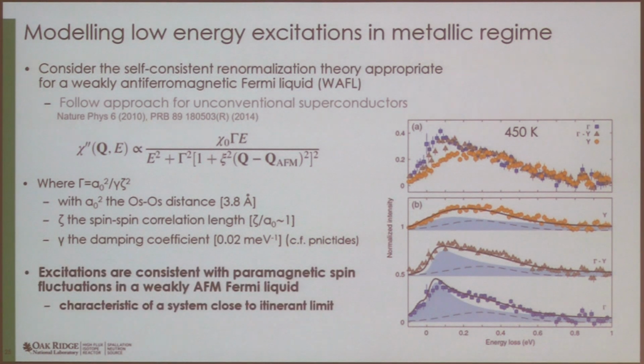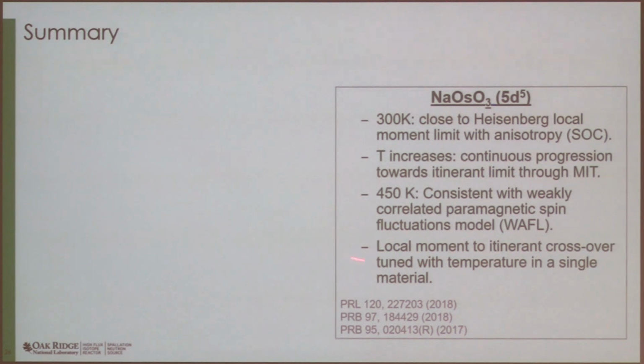So what we're seeing is that in the metallic non-magnetic regime, we have paramagnetic spin fluctuations with some correlations. They're weakly antiferromagnetically correlated. And so just the summary for this case is, we start at 300 K, the Heisenberg local moment model describes the data well, and then we have this continuous progression towards the itinerant limit where we can model the data with weak fluctuations.